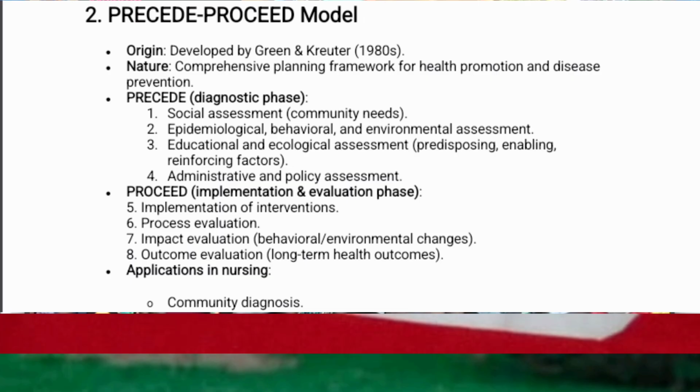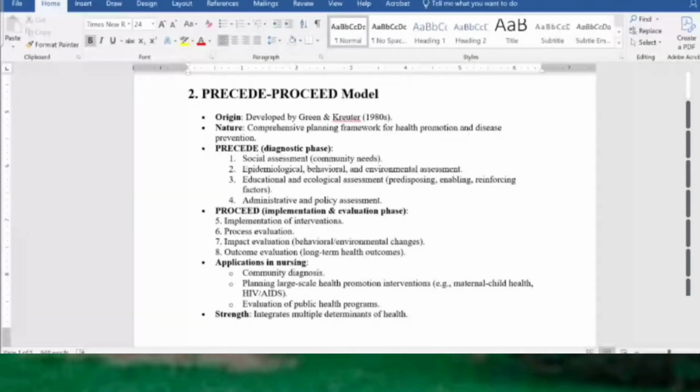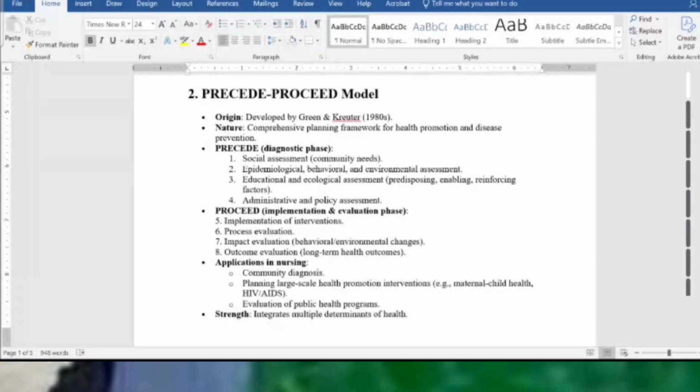Implementation and evaluation phase. Number five is the implementation and intervention. Six is the process evaluation. Number seven is impact evaluation, behavioral and environmental changes. The outcome evaluation is number eight, that is the long-term health outcomes.